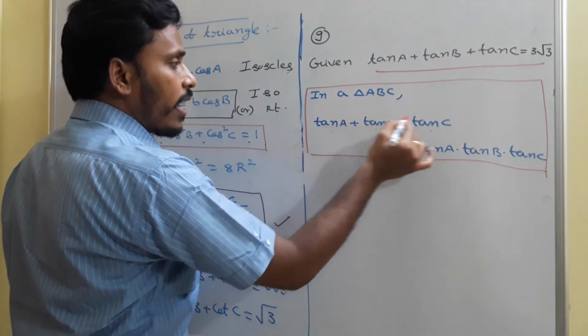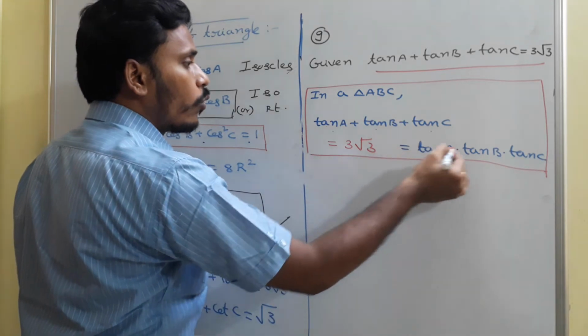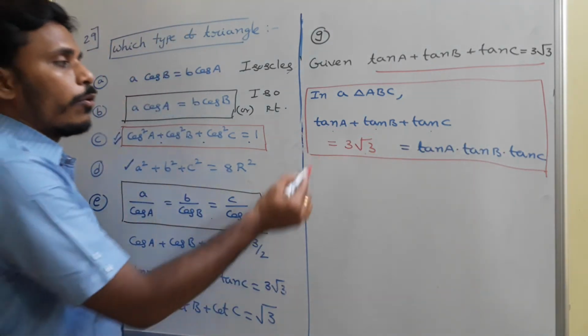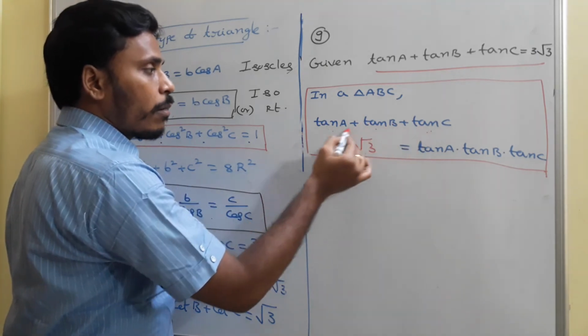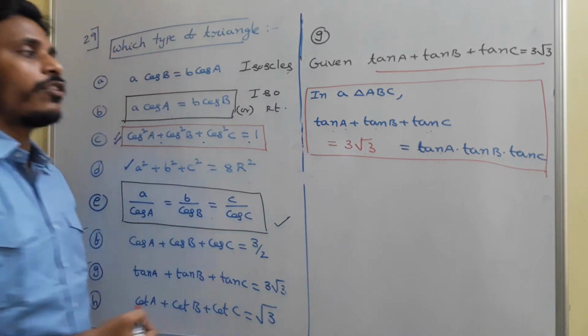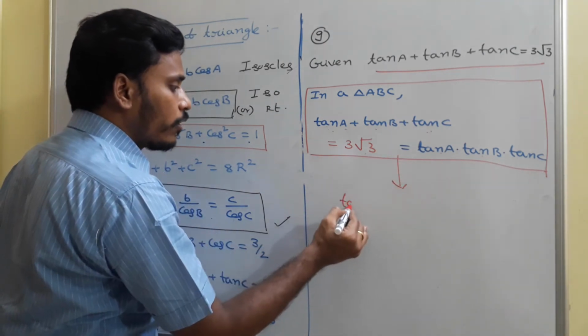So tan A plus tan B plus tan C is equal to 3 root 3, which is equal to tan A into tan B into tan C. So think about it: tan A, tan B, tan C. The sum of those three numbers is 3 root 3, as well as the product of those three numbers is again 3 root 3. So from there it is very clear that those three numbers must be root 3.